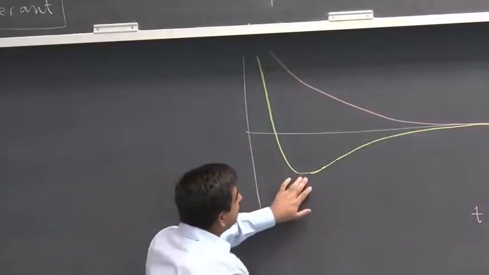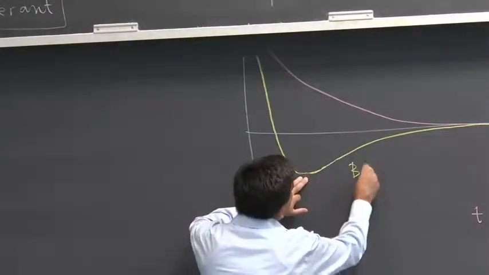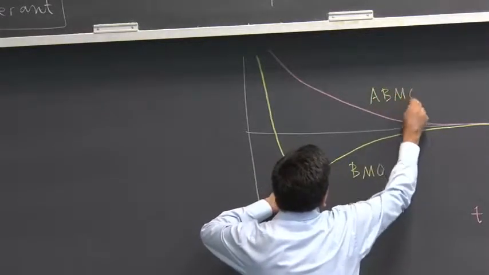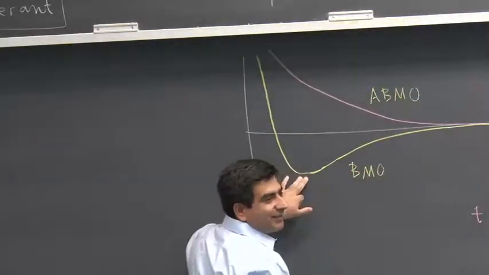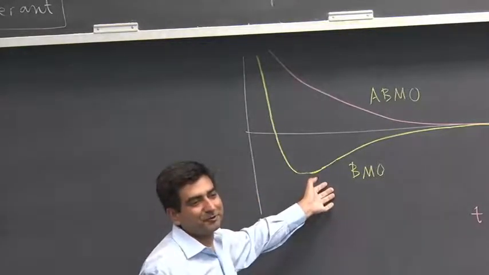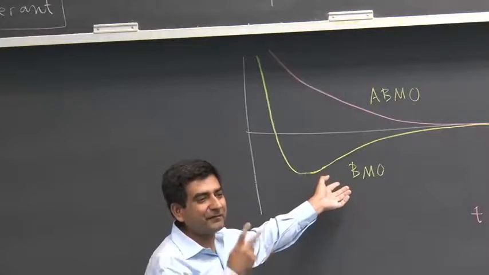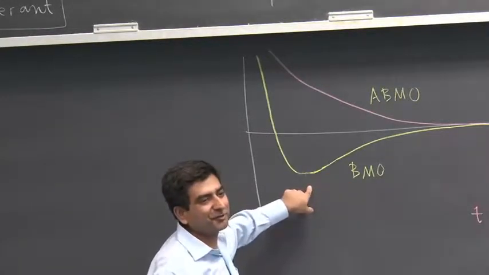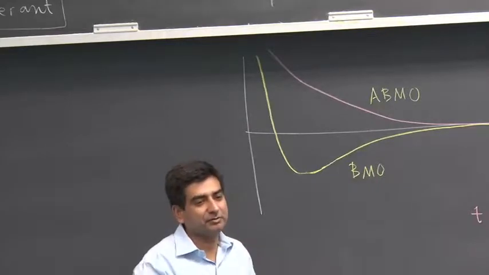So this is the energy for the bonding molecular orbital. This is the energy for the anti-bonding molecular orbital. And if you have a single electron inside the molecule, it has to go into the bonding molecular orbital. If you have two electrons, both of them with opposite spins will go into the bonding molecular orbital and you will form a hydrogen molecule.